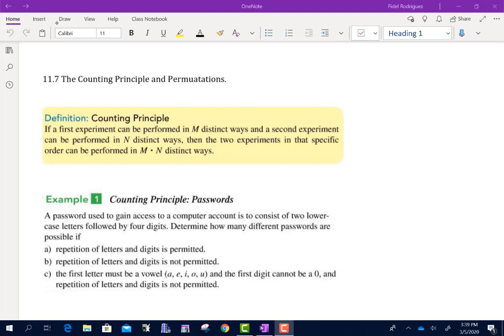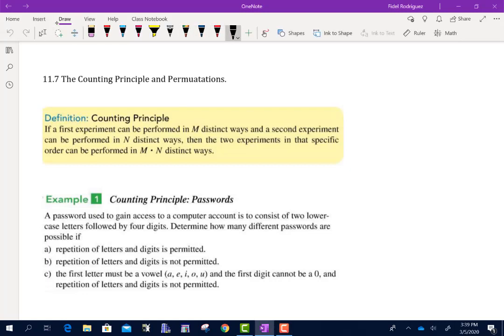All right, section 11.7 talks about the counting principle and something called permutations. Okay, so let's look at the counting principle. It says if a first experiment can be performed in m distinct ways, and a second experiment can be performed in n distinct ways, then the two experiments in that order can be performed in m times n distinct ways.